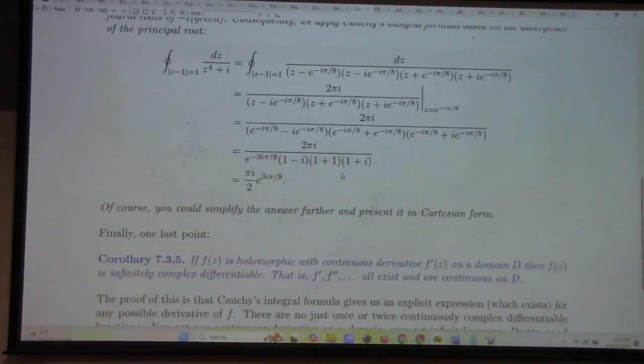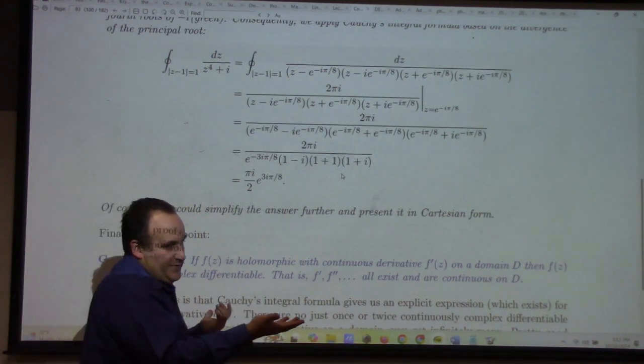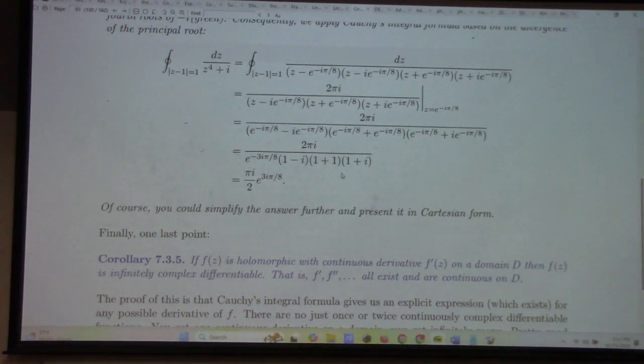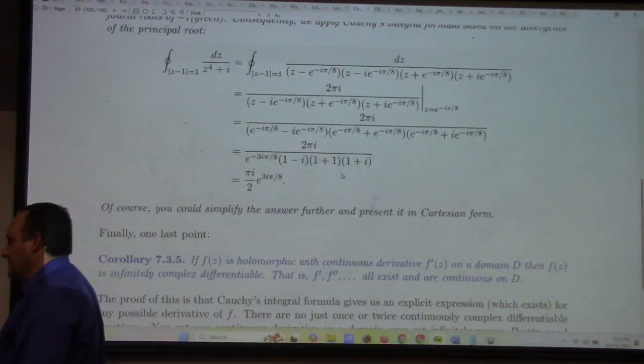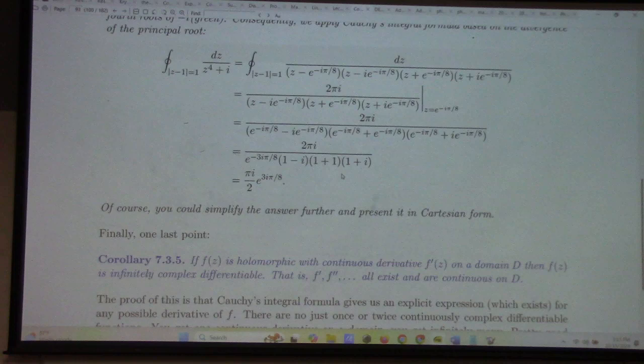One last point before I forget. Notice that if f of z is holomorphic with continuous derivative f prime of z, then we have infinite complex differentiability by these formulas. Because if we have the first derivative, we can get the second, we can get the third, and right here, the formula is right here. Here's how you calculate the mth derivative. So one complex derivative implies as many as you like. This does rest on the assumption that we have continuity of the complex derivative. It does rest on that. And so I need to prove that to you guys.